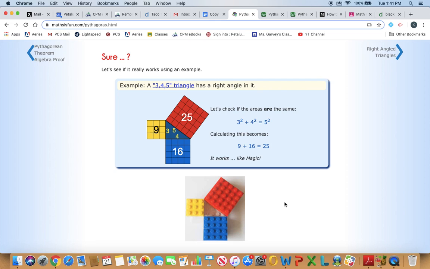And just as the Pythagorean theorem works whenever you have a right triangle, if you are able to take the numbers and the Pythagorean theorem works, as in they are equal, then you know that you have a right triangle.